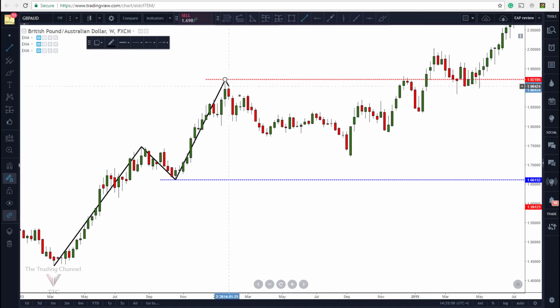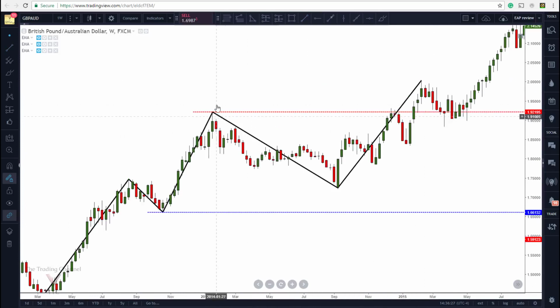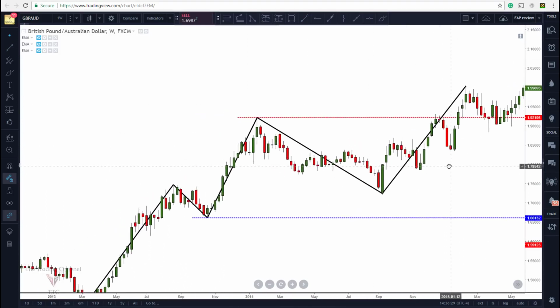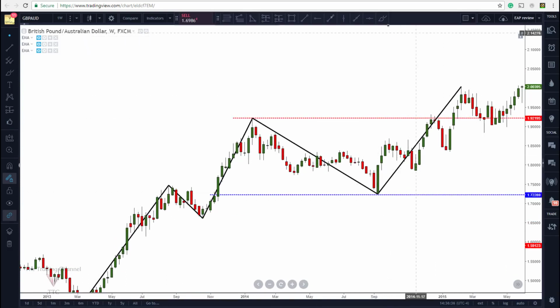Here we have this pullback again, selling pressure from taking profit, from traders taking positions based on fundamental news events and traders taking positions based on technical analysis. And then we have another push up, continuing our uptrend because we've now broken above our previous high. And since we have a break above our previous high into a new high, what are we expecting? We're expecting another new high, and we're expecting it before the break of this support level right here.